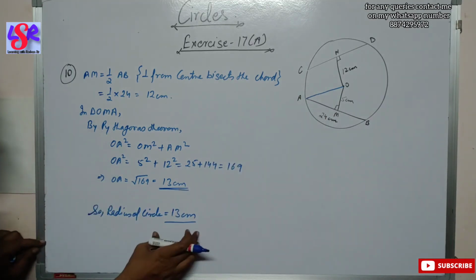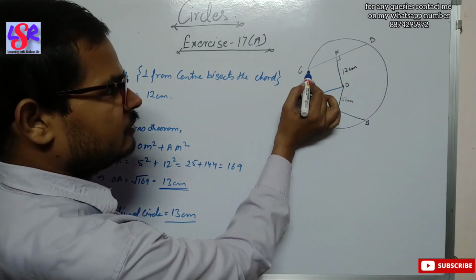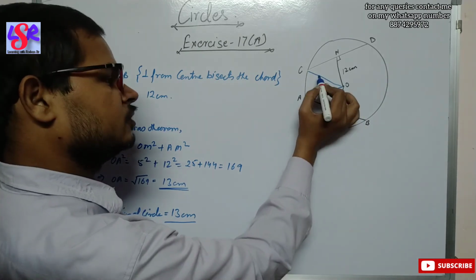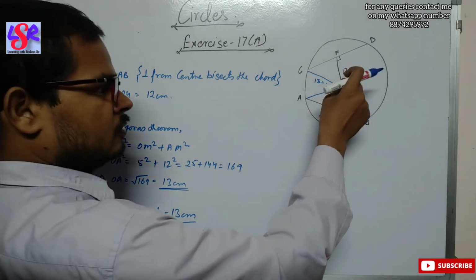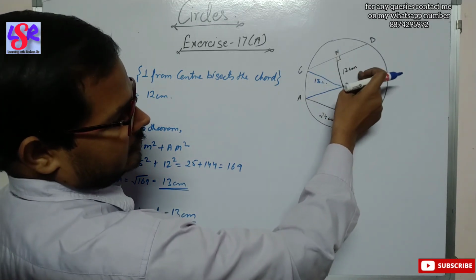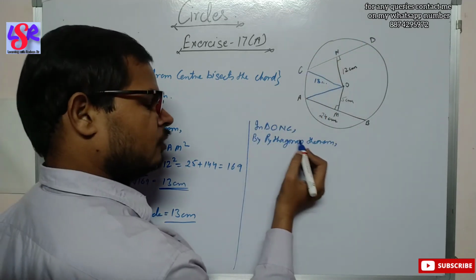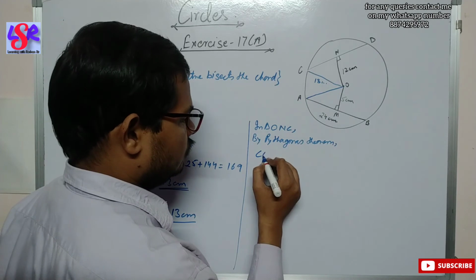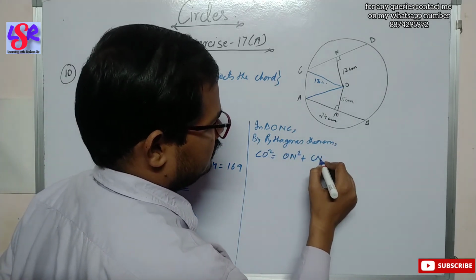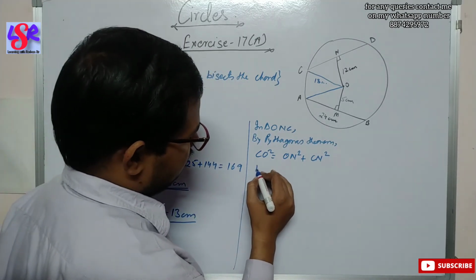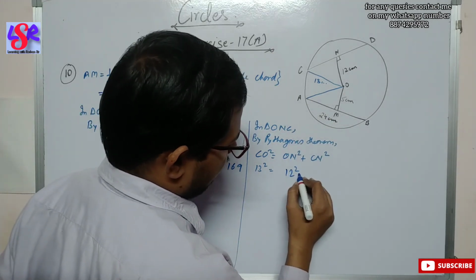Now after getting the radius of the circle as 13 centimeter, we have to find the length of this CD. So again we are going to join this C and O. ये भी 13 centimeter का ही होगा because this is also the radius, and here this is perpendicular, this length has been given to us, so we can apply Pythagoras theorem in triangle ONC. So in triangle ONC by Pythagoras theorem we get CO square equals ON square plus CN square.